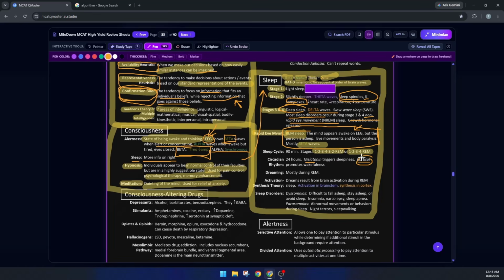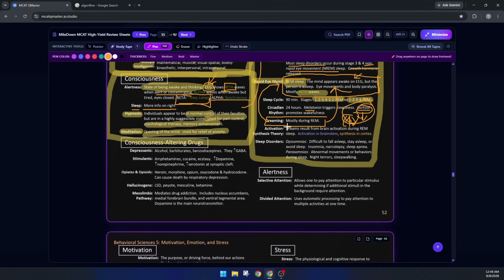That's why when you're so stressed all the time or you have so much to do, your body knows I need to be awake, right? So that's cortisol. Okay, dreaming. Dreaming happens mostly in REM sleep as well. I don't know why, it's kind of a little bit messy, disorganized. Activation synthesis theory: dreams result from activation during REM, REM synthesis, and the cortex.